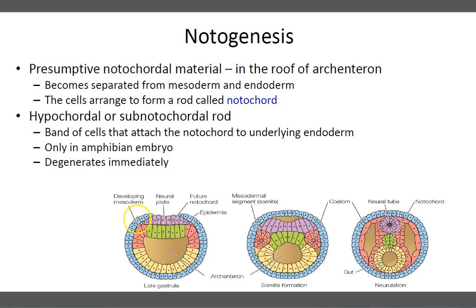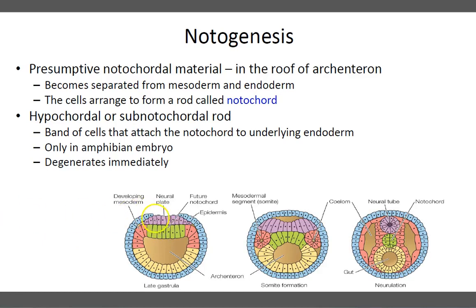So, as the epidermis is migrating outside, that will also cause some migration of cells inside the developing embryo. Just nice to know is the presence of the hypochordal or the subnotochordal rod, which is only present in frogs or amphibians, and it lies on the underlying endoderm of your notochord cells, but it will immediately degenerate, so that is just nice to know.